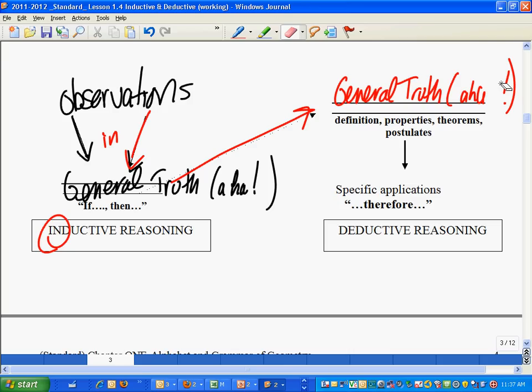Deductive reasoning. I take my aha and I apply it to a, underline the word, specific situation. That is deductive reasoning. At one point you discover truth, the other one you apply a truth. You discover truth, you apply truth. That's the difference between inductive and deductive. You discover truth.